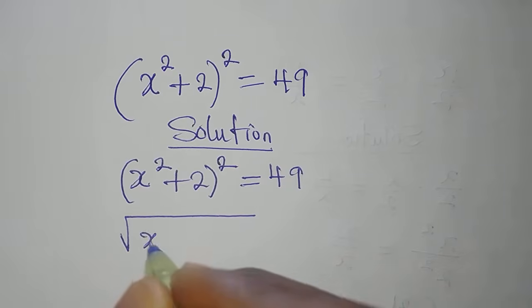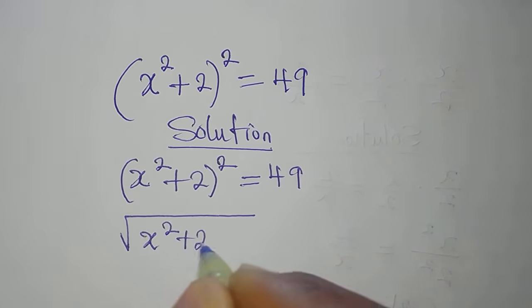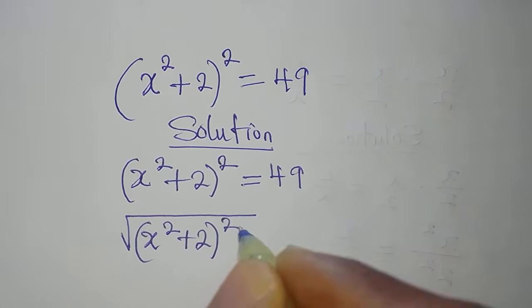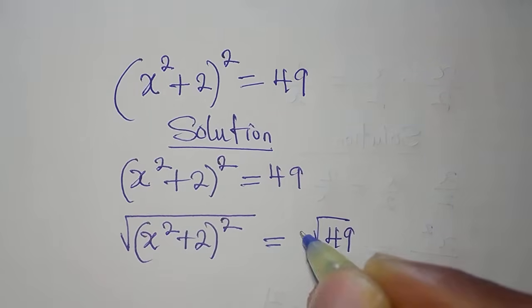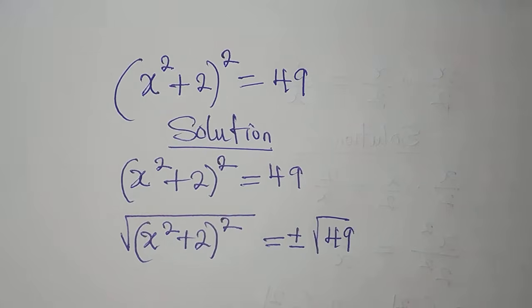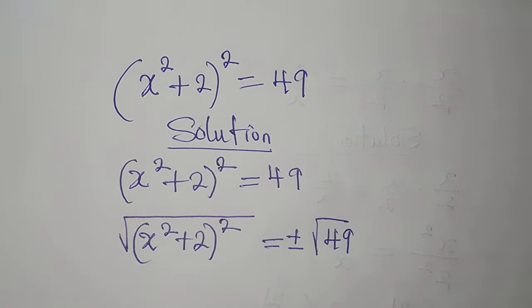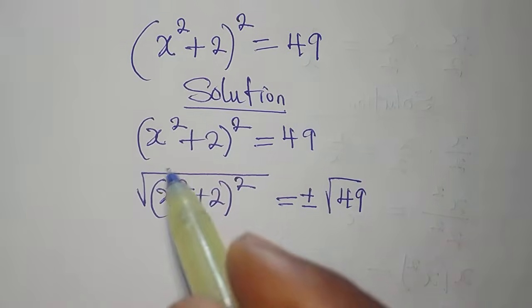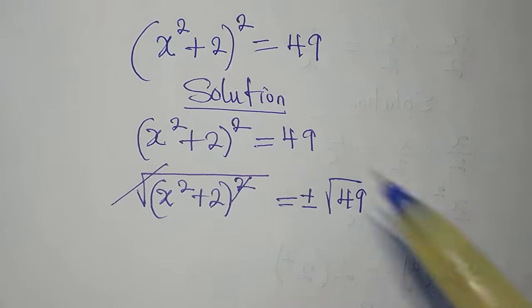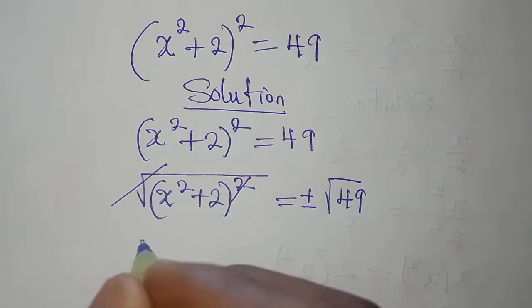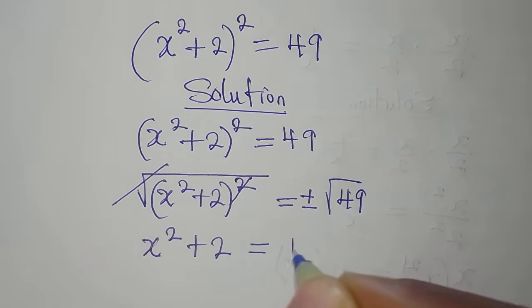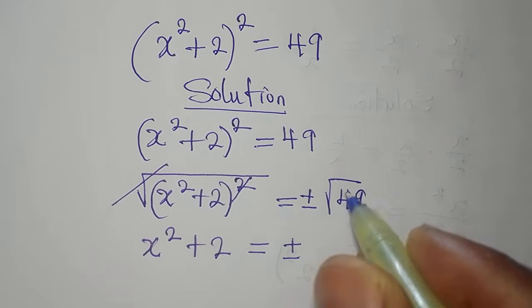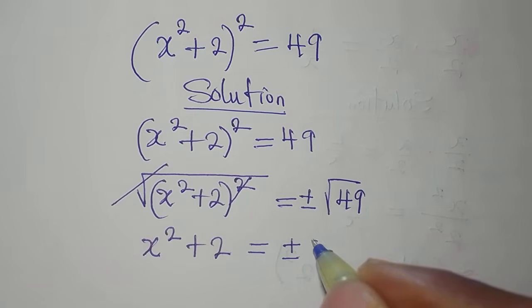The square root of (x² + 2)², and it's equal to the square root of 49. But here we have plus or minus. Now, why are we taking the square root of both sides? So that this square root can remove the square. And then we now have x² + 2 equal to plus or minus the square root of 49, which is equal to 7.